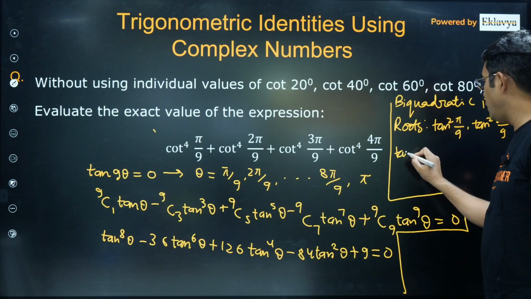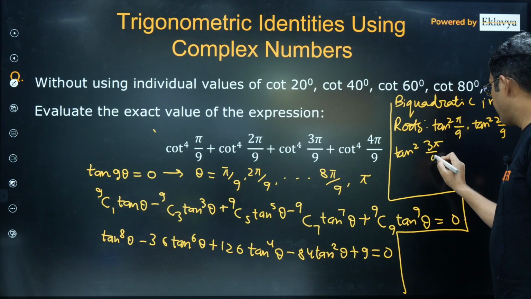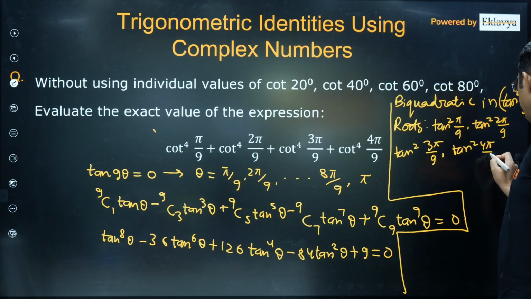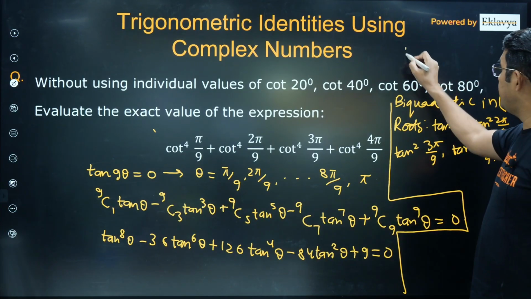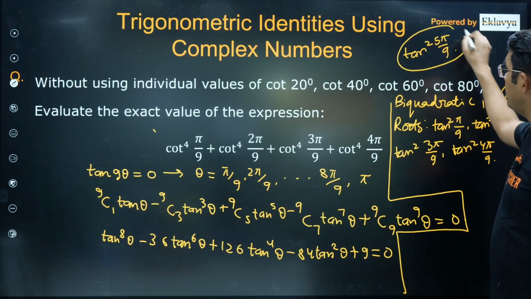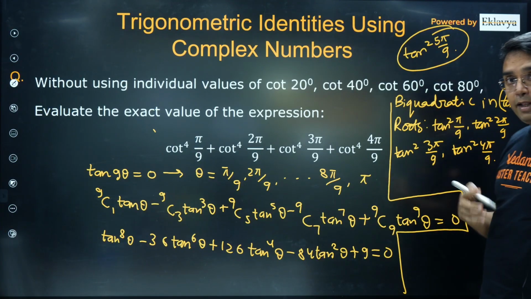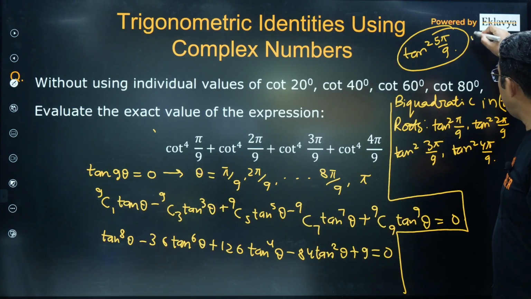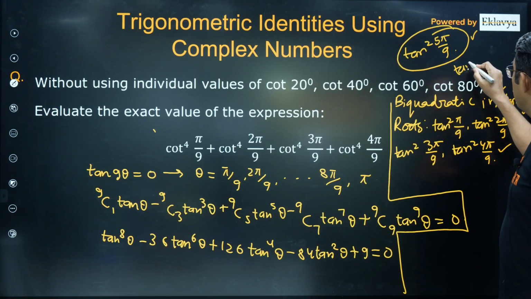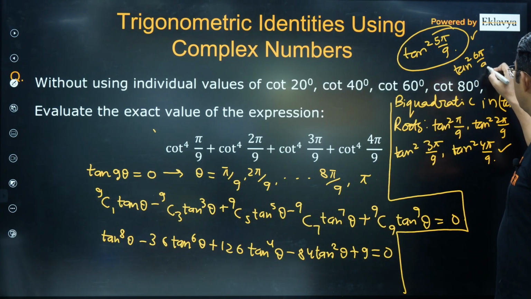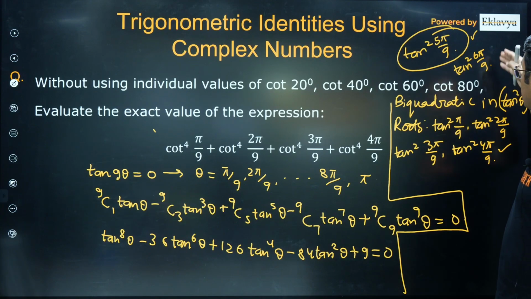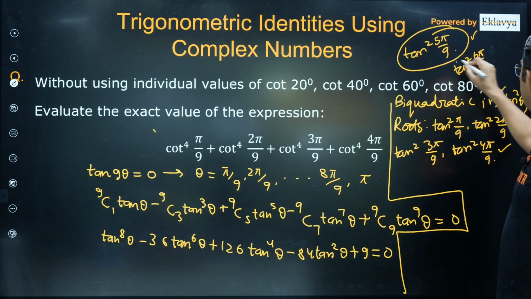Okay, then tan square 3 pi by 9, and then tan square 4 pi by 9. After that it will be tan square 5 pi by 9. But you may agree with me, and that's not very difficult to understand, tan 5 pi by 9 and tan 4 pi by 9 are same. Then tan square 6 pi by 9, I think this is not defined actually, so this will not come as a root because it is just 3 pi by 2, that is not defined. Okay, so leave that thing apart.